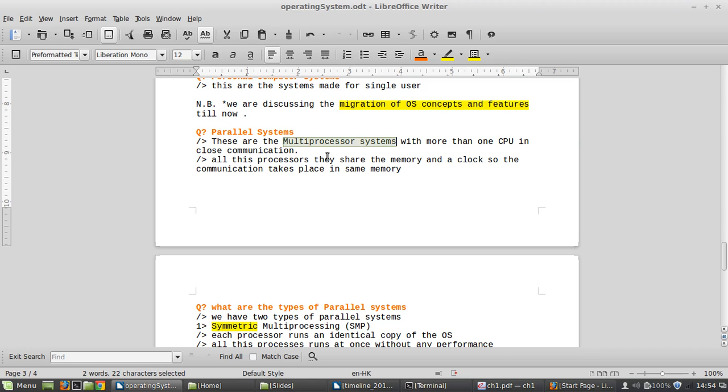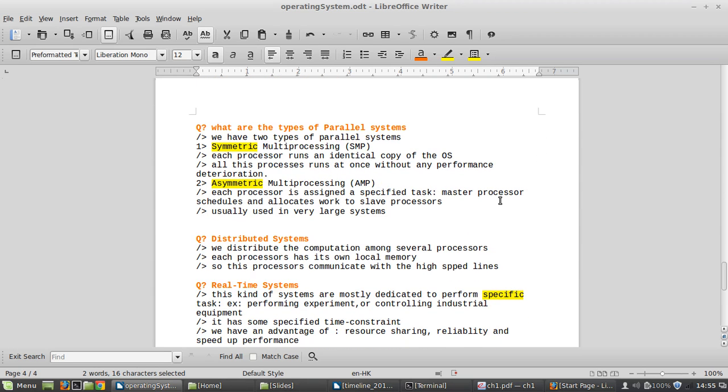And what is this parallel system? These are multiprocessor systems with more than one CPU in close communication. There is more than one physical processor, communicating with each other through a data cable or some very fast communication media. All these processors share a single memory and the clock, so that communication takes place among them in the same memory. So these are parallel systems having several processors but communicating in the same memory.